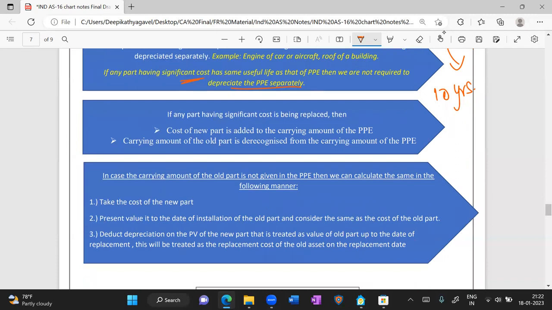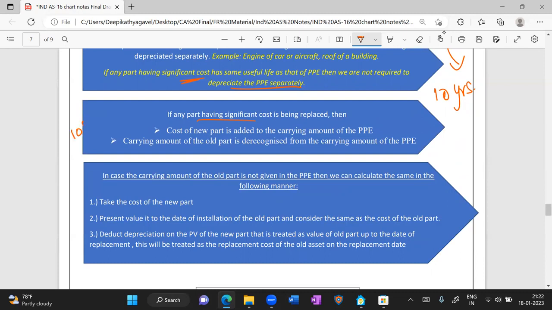Now, another important thing. Now you know what is a significant part, and the standard says that a significant part's depreciation will be calculated separately. Now, in case any significant part is getting replaced, then what will I do? The standard says very easy. You have the carrying amount of that asset. In that carrying amount of the asset, add the cost of the new part and de-recognize the cost of the old part.